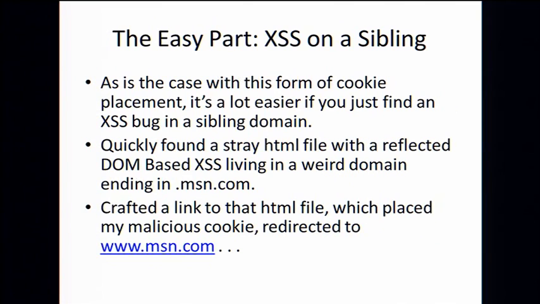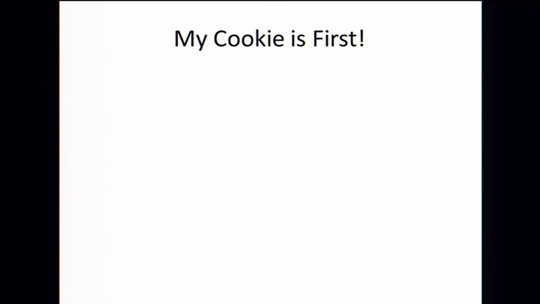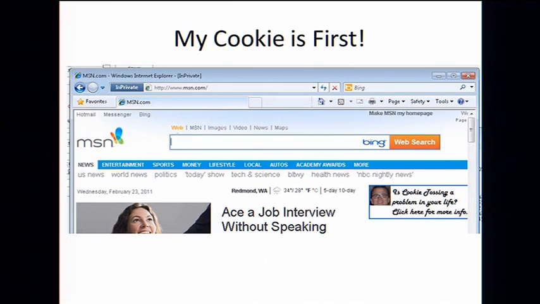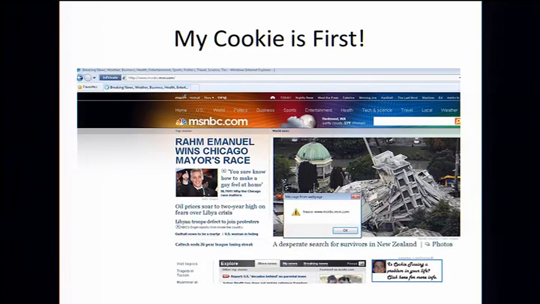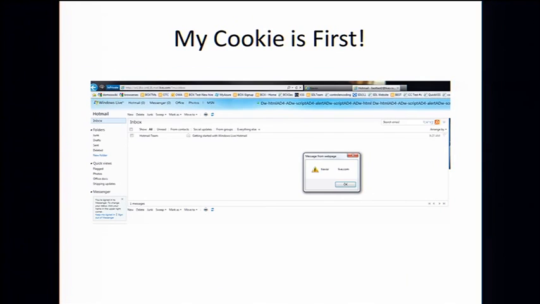So all we had to do to exploit this was to, again, find a cross-site scripting in the subdomain of msn.com, and we quickly found a stray HTML file sitting somewhere that should not have been there, and we leveraged that. So our cookie is first, and because of that, we were able to get cross-site scripting on MSN. You can see Travis's cute baby face on the right there. Also on msnbc.com. And also this webmail service that is used by a couple of people.